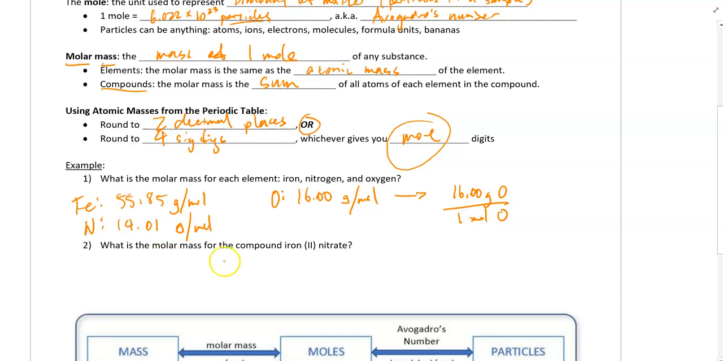Example number 2. What is the molar mass for the compound iron(II) nitrate? Now this time, we're not talking about individual elements, we're talking about the compound. So this is all combined into one thing.